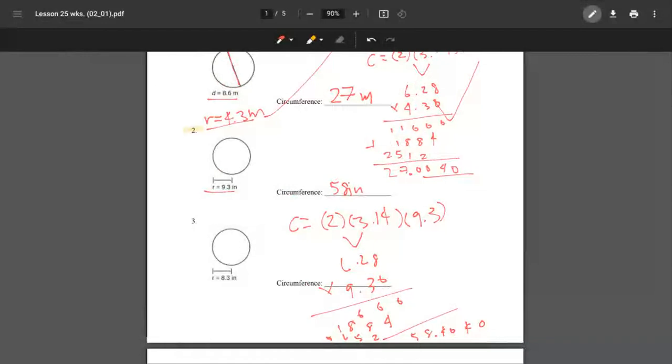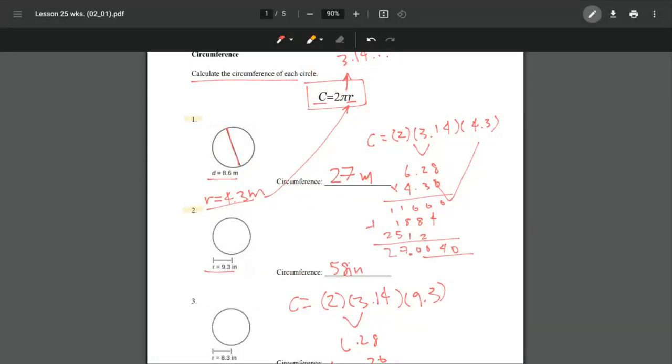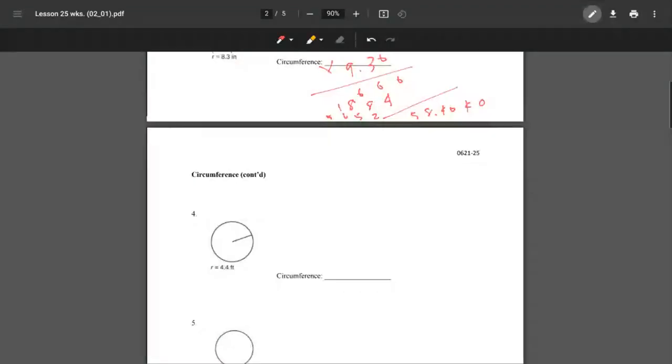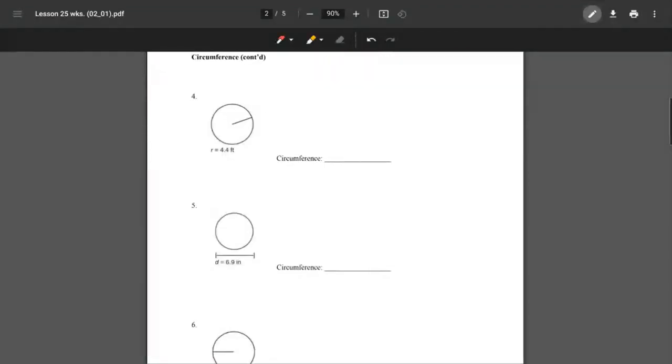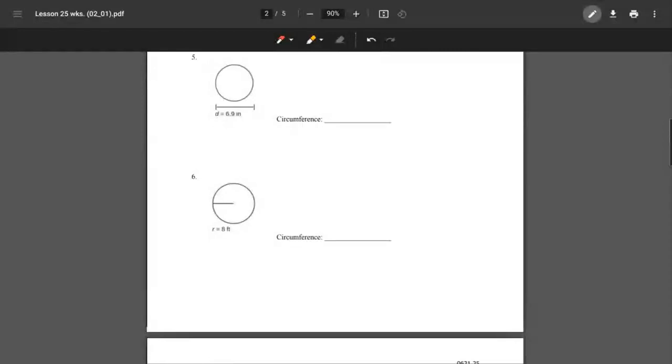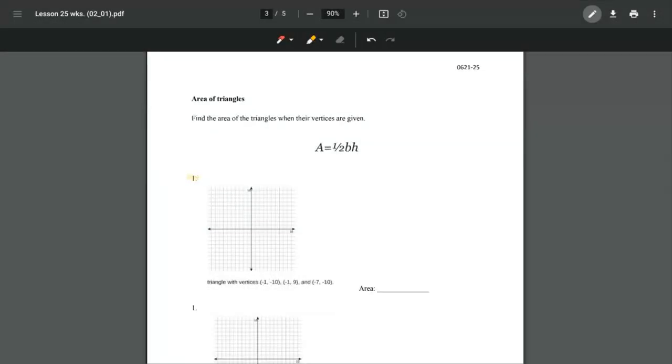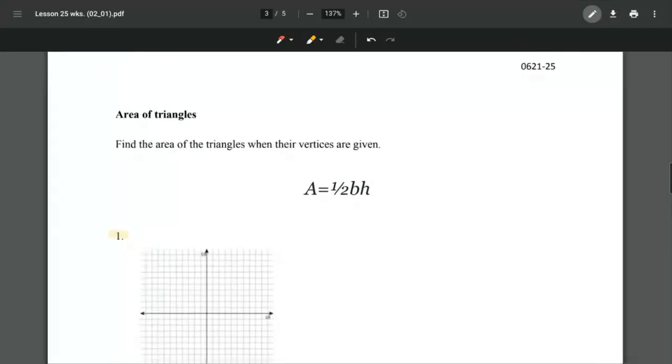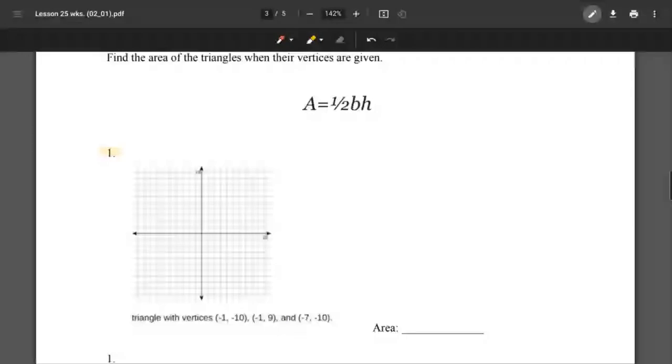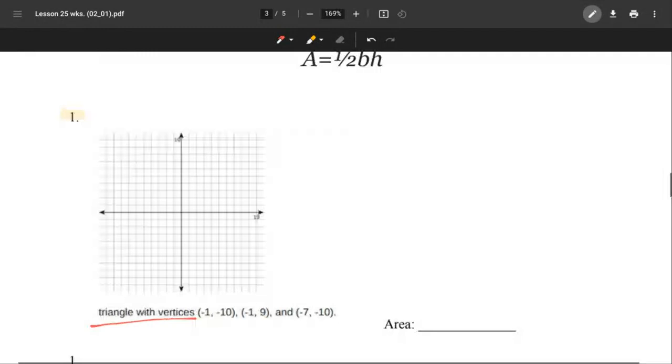Okay, so using this formula, C equals 2 pi r, go ahead and finish the second page, and then let's move on to our third page. And we are asked to find the area of triangles, okay? And so first, we're given vertices, so we have to graph them.